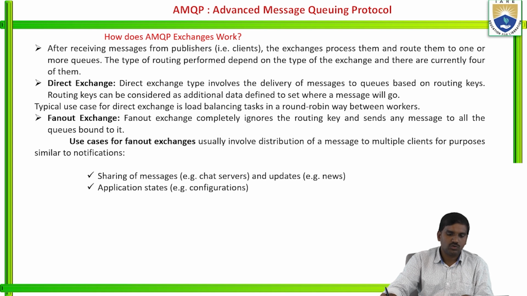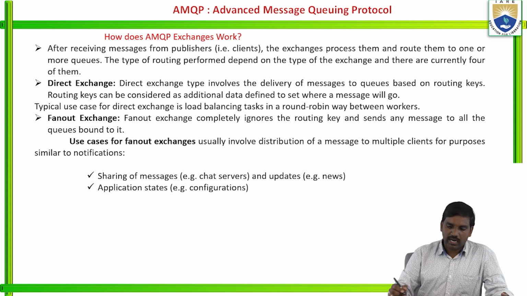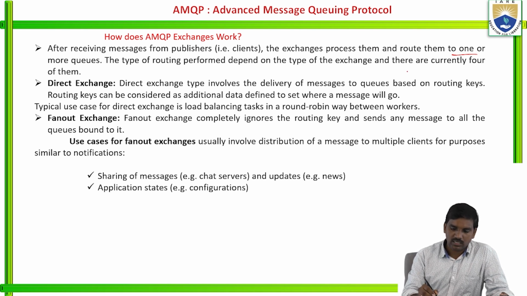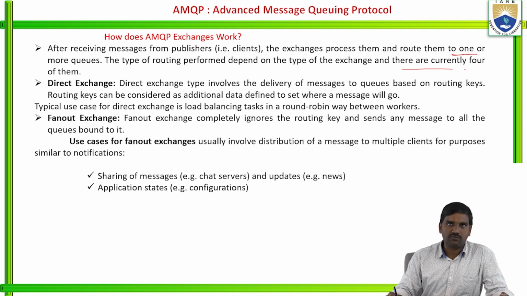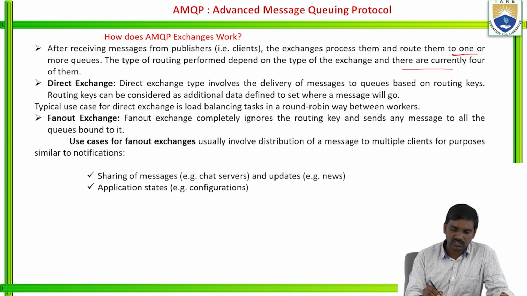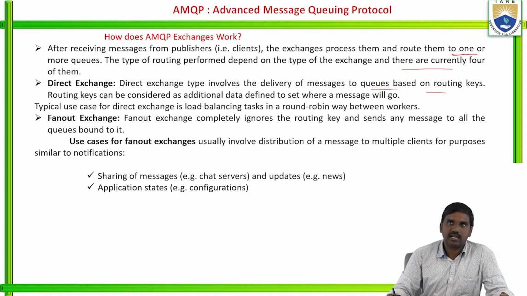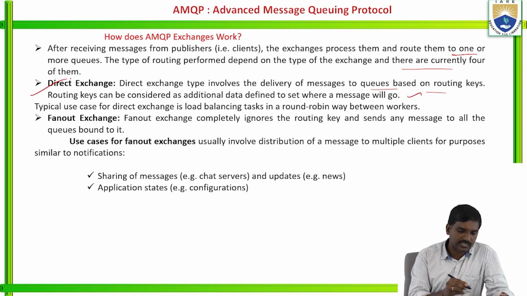And how does AMQP exchange work here? After receiving messages from publishers, that is from the clients, the exchange processes them and routes them to one or more queues. The type of routing performed depends on the type of exchange, and there are currently four of them. Direct exchange type involves the delivery of messages to the queues based on routing keys. Routing keys can be considered as additional data defined to set where a message will go. This is the direct exchange.